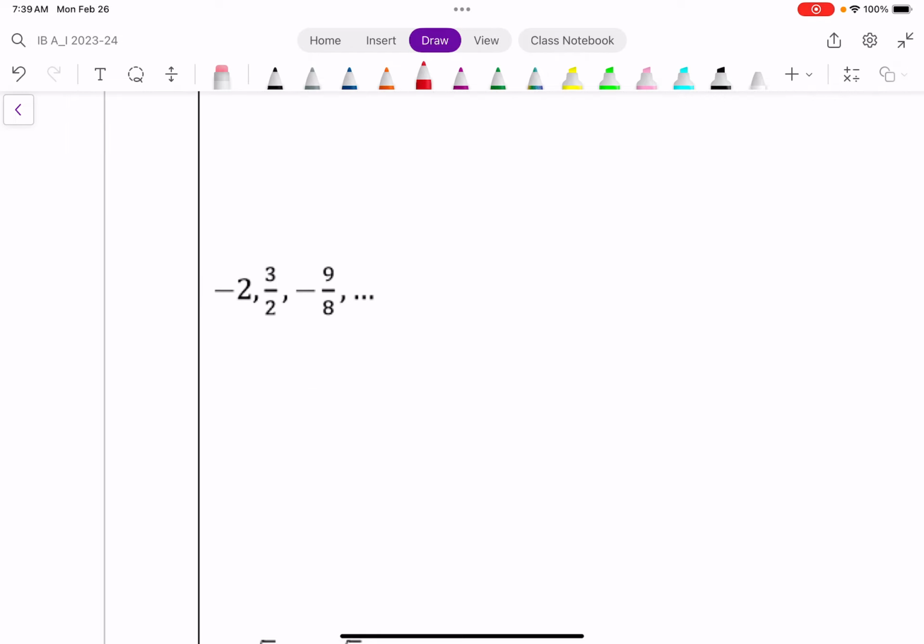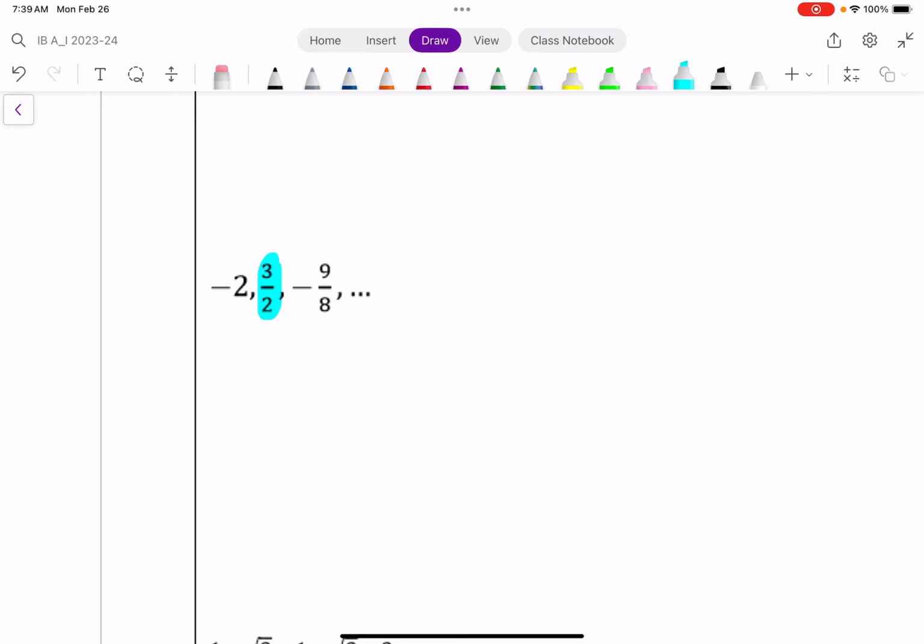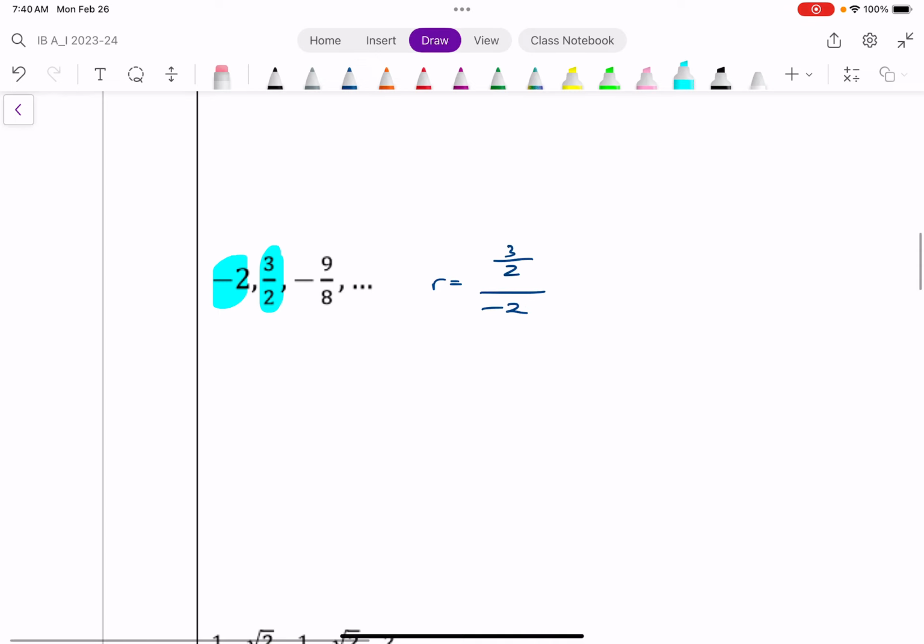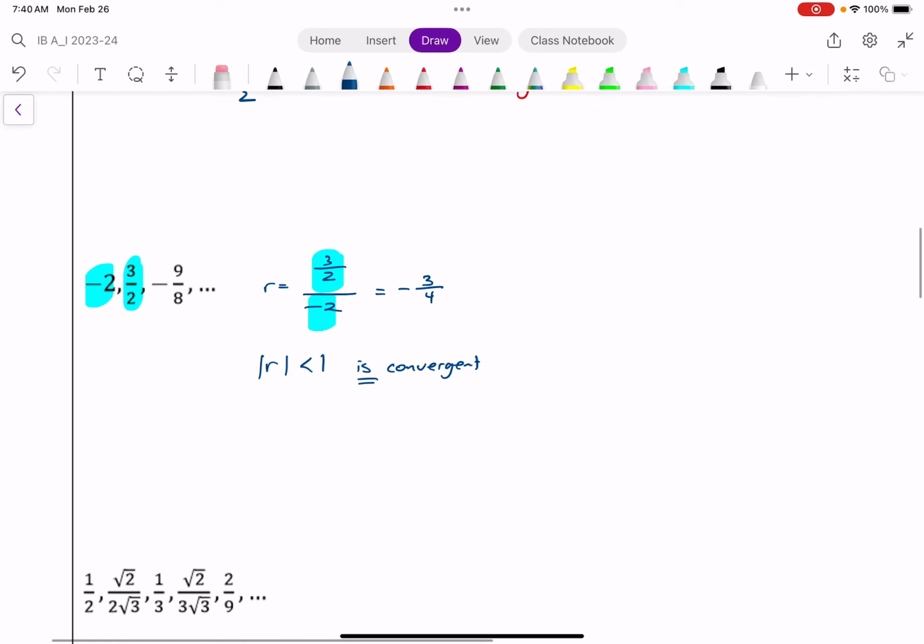Now, in this case, if I find the value of the common ratio, pick a term, divide by the one before it, I get 3/2 divided by -2. If we simplify this, we get -3/4, which, because the absolute value of the common ratio is less than 1, means this is convergent. With each subsequent term, the values get closer and closer to zero, which means should we add these up forever, we can actually get a finite sum.